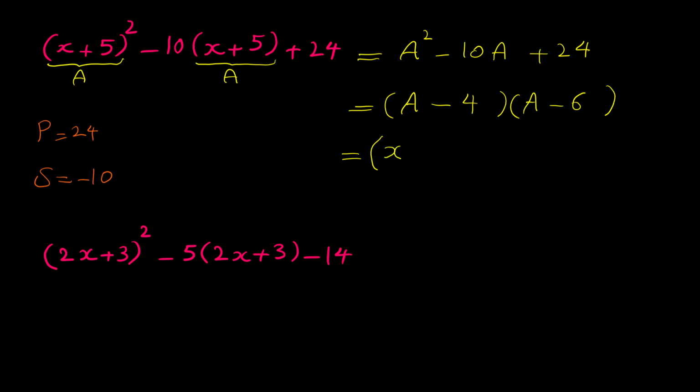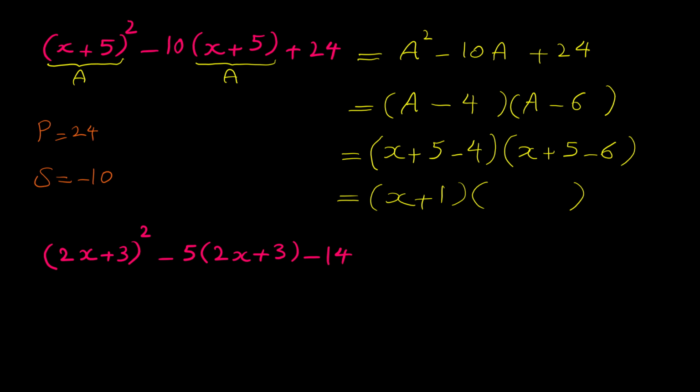So we replace this A here with x plus 5. And don't forget you have a negative 4. And then A again is x plus 5. Whenever we say A, you have to remember A is x plus 5 minus 6. Then in each bracket, we simplify the expression. X plus 5 minus 4 is x plus 1. X plus 5 minus 6 is x minus 1. 5 minus 6 is minus 1.